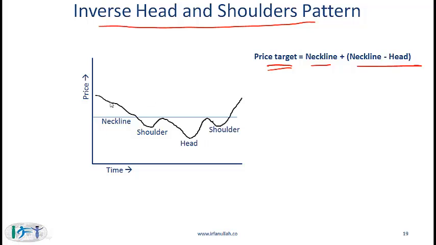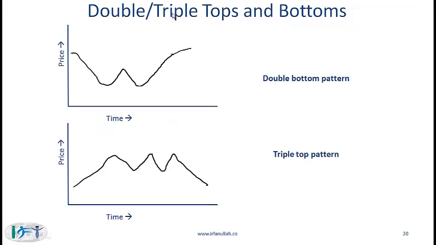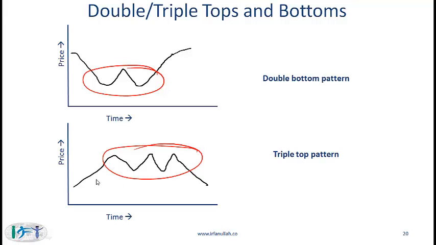In this particular case you have a downtrend, the pattern, and then there is a reversal, so the stock price starts going up. We can also have double tops and bottoms, triple tops and bottoms, and they are fairly self-evident here. Notice these are reversal patterns. This is a double bottom. This is a triple top.